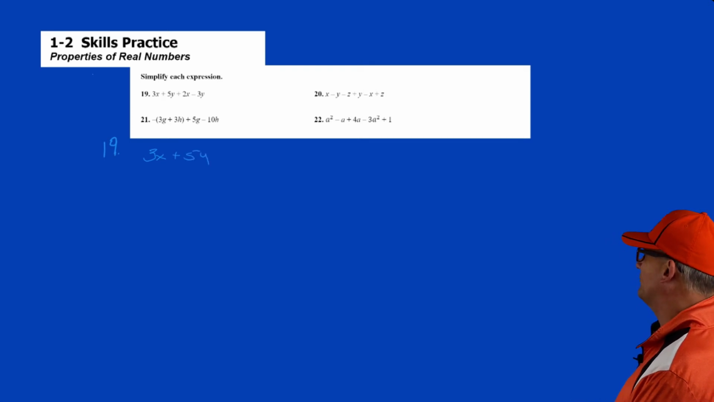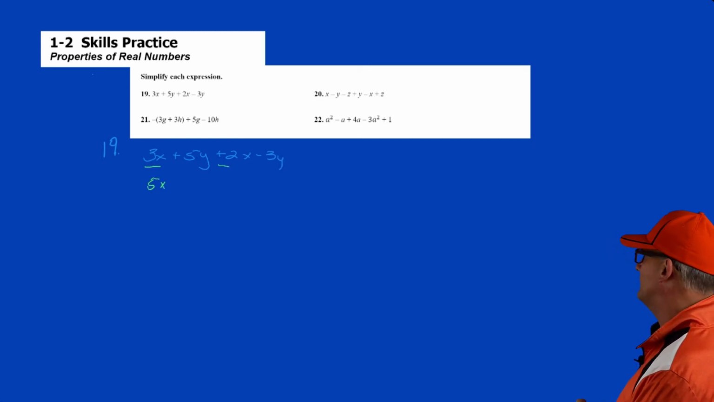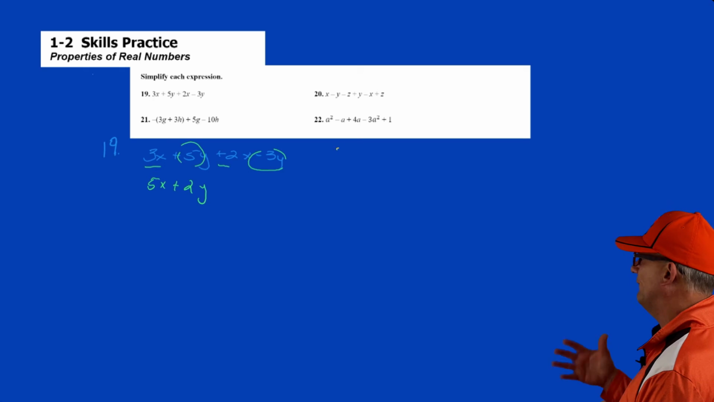All right, simplified expressions, number 19. Well, we're all Algebra 2 students now, and we should know that to be able to simplify this, we have to know what the like terms are, and obviously the x's would be combined and the y's would be combined, and we'd have 5x plus 2y.